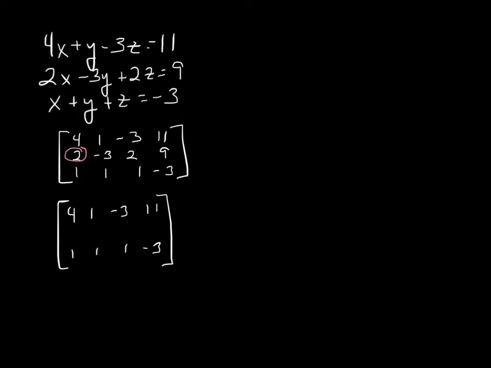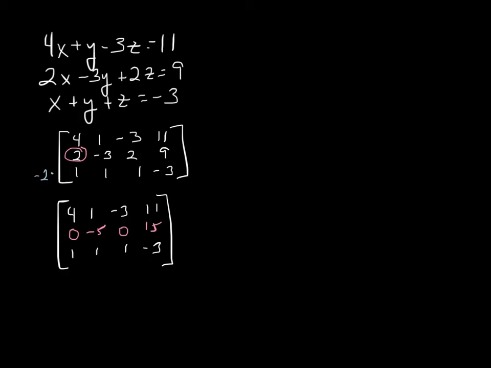And we can use the first or the third row to eliminate the 2. I think I'm going to use the third and just multiply by negative 2. So we've got negative 2 times 1 plus 2 is 0. Then negative 2 times 1 plus negative 3 is negative 5. Then negative 2 times 1 is negative 2 plus 2. We've got a 0 there. And last one, negative 2 times negative 3 is 6, plus 9 gives us 15.